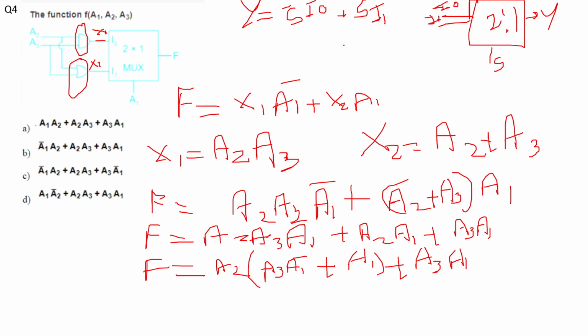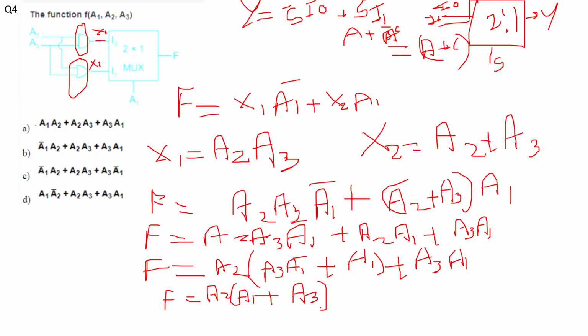So you know this property, right? From your earlier weeks you have seen A plus A bar C is equal to A plus C. So this will be equal to a1 plus a3 simply. So F will be equal to a2 times (a1 plus a3) plus a3 a1. So that is equal to a1 a2 plus a2 a3 plus a3 a1, and that is option A, a1 a2, a2 a3, a3 a1.